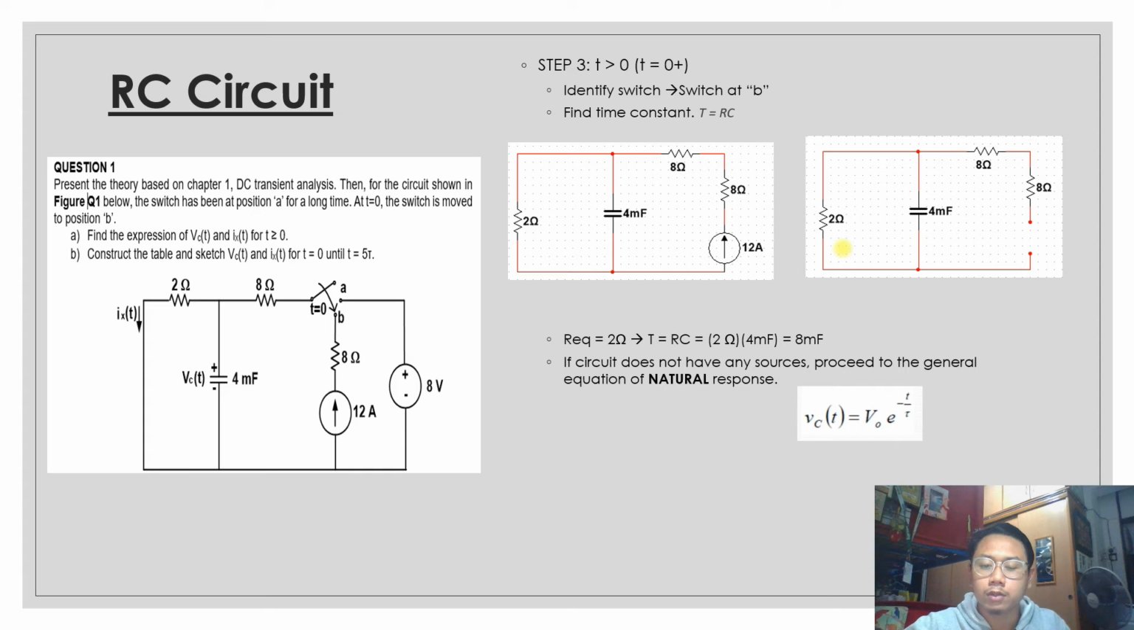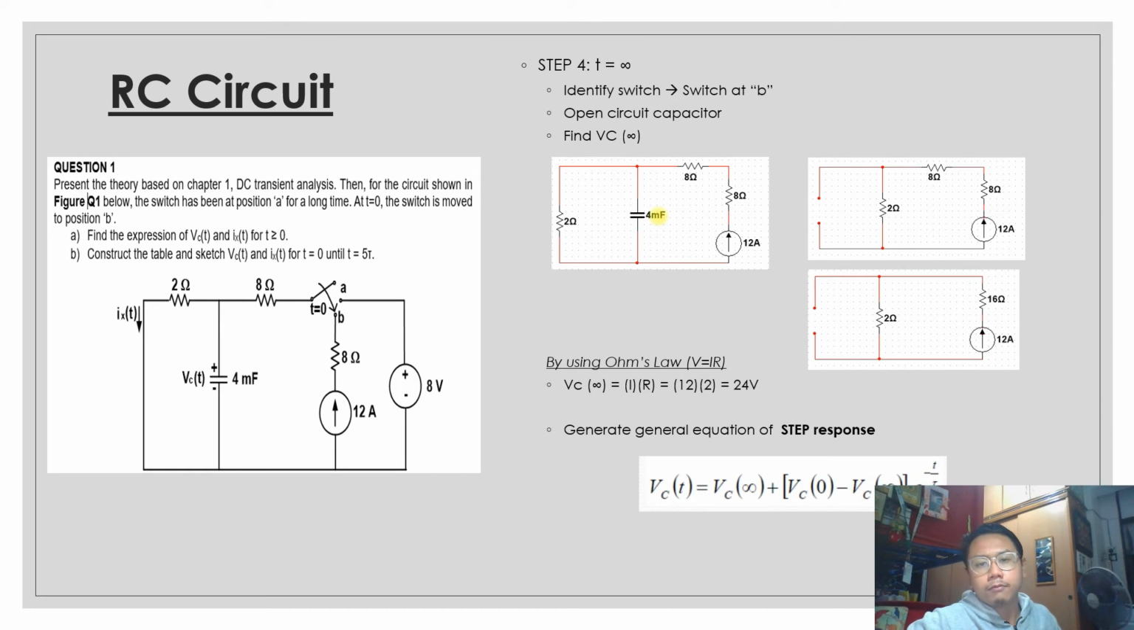So next, we need to check whether the circuit has any current source or voltage source. In this question, we still have a current source here. So we need to proceed to step 4, which is the step response. Step 4, at t equals infinity. Like normally, we need to identify the switch. In this step, the switch is at position B, and then we open circuit the capacitor.